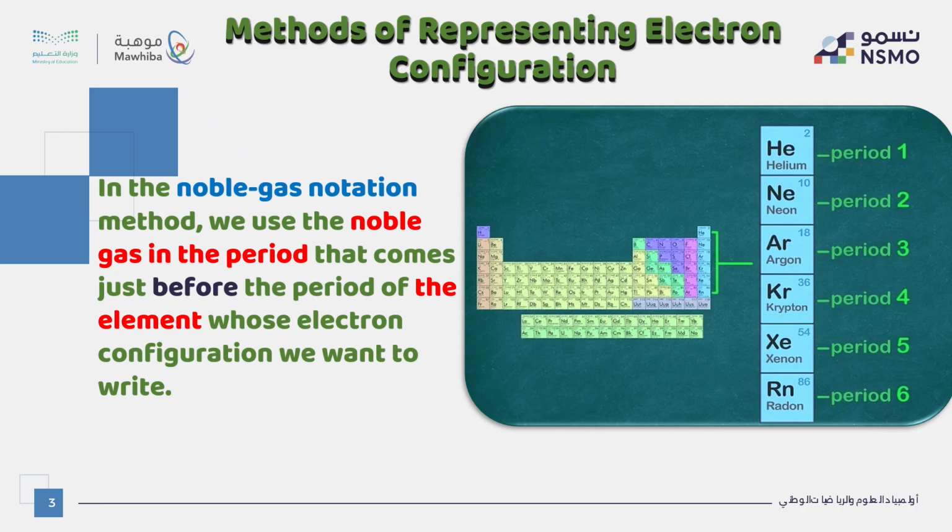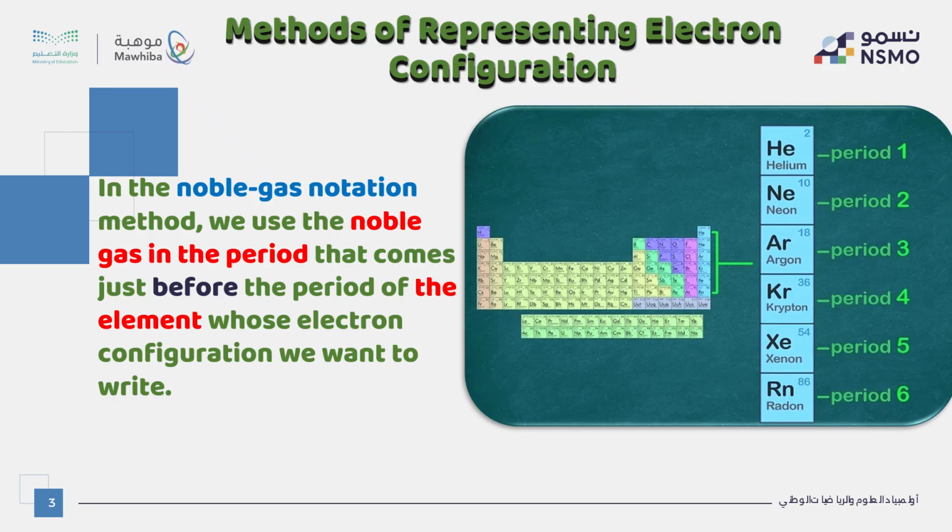Important rule for noble gas notation. When using noble gas notation, we always choose the noble gas from the previous period, not the same period. For example, sodium has atomic number 11 and is in period 3. The noble gas before it is neon, 10. So sodium's configuration starts with neon.